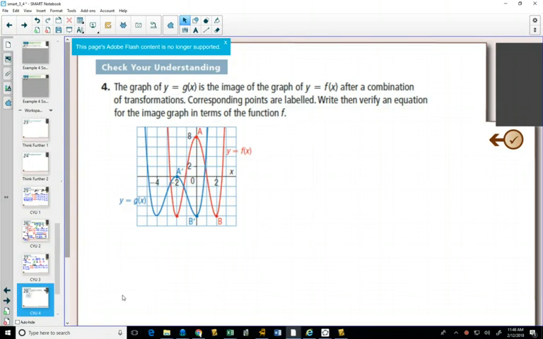This is another example of working backwards. Now, both graphs are shown. f of x is the original graph. We do a bunch of transformations, and then we get g of x, the blue graph.